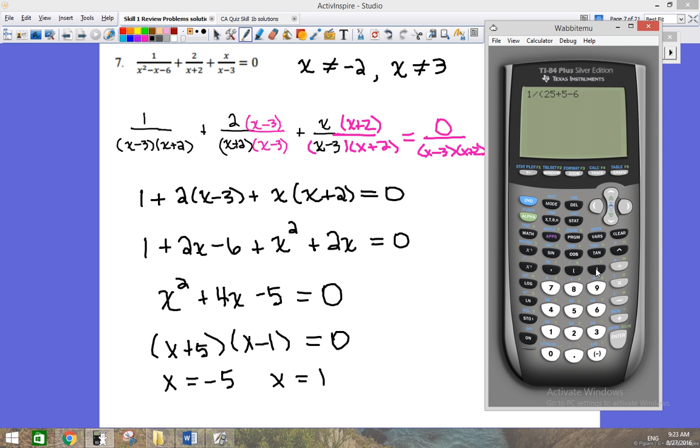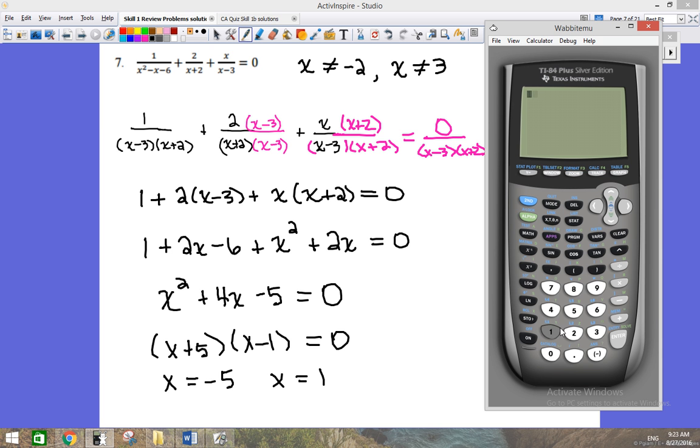Now notice I put parentheses around my entire denominator. Now my second fraction, 2 divided by, and again, the negative 5 plus 2 is a negative 3. And then plus the numerator's x, and we're plugging in negative 5 for x. And the denominator, negative 5 minus 3 is a negative 8. And if this is a solution, we get 0, so yeah, that checks.